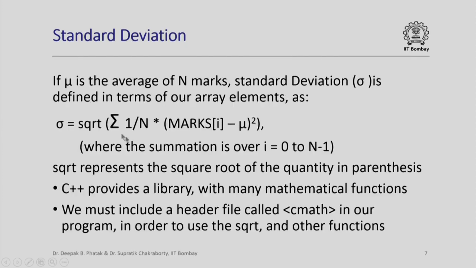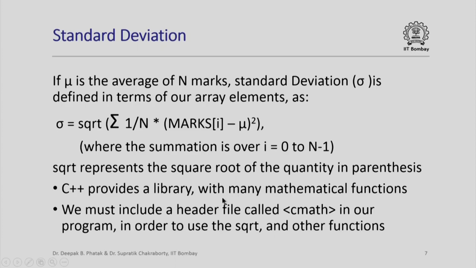We look at the definition of the standard deviation. So, if mu is the average of n marks, the standard deviation sigma is given by this formula. Basically, you find out the difference of each mark from the average and square that difference, sum it over for all the elements divided by n, and you get the squared difference, of which you take a square root. The square root represents the square root of the quantity in parentheses.